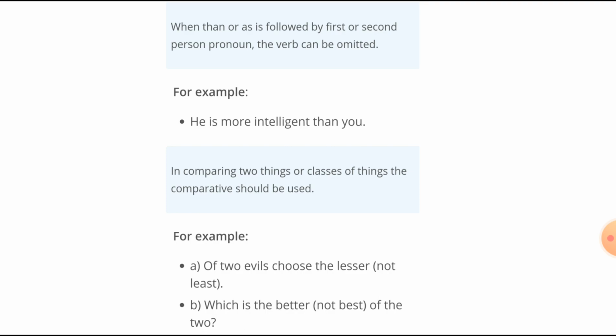In comparing two things or classes of things, the comparative should be used. For example, of two evils, choose the lesser, not least. Which is the better, not best of the two.